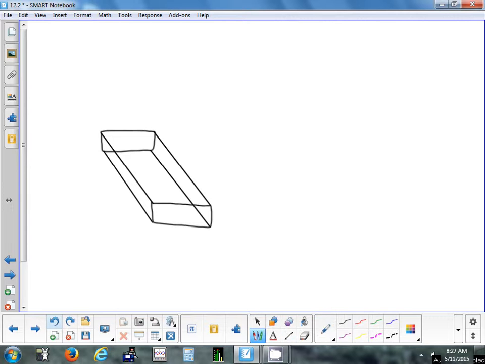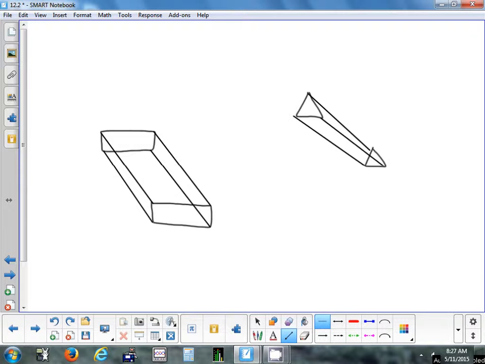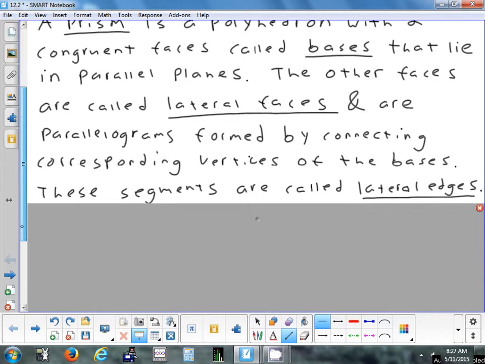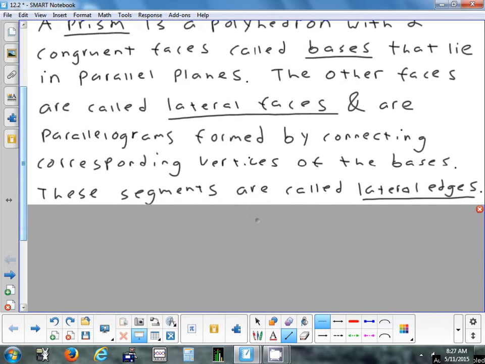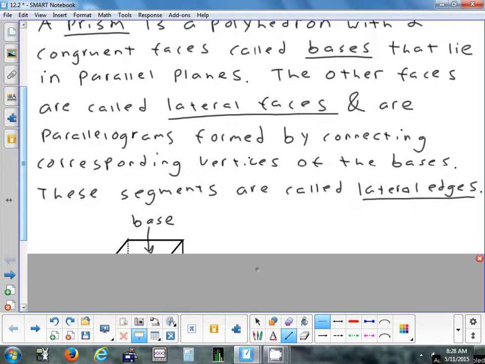And you can do that with any two base shapes as long as they are congruent. I messed that one up. But there's another prism. That'd be a triangular prism. Okay, all of the edges that I just drew in, okay, the edges that connect the bases, those are called lateral edges, okay, because they make up the lateral faces.